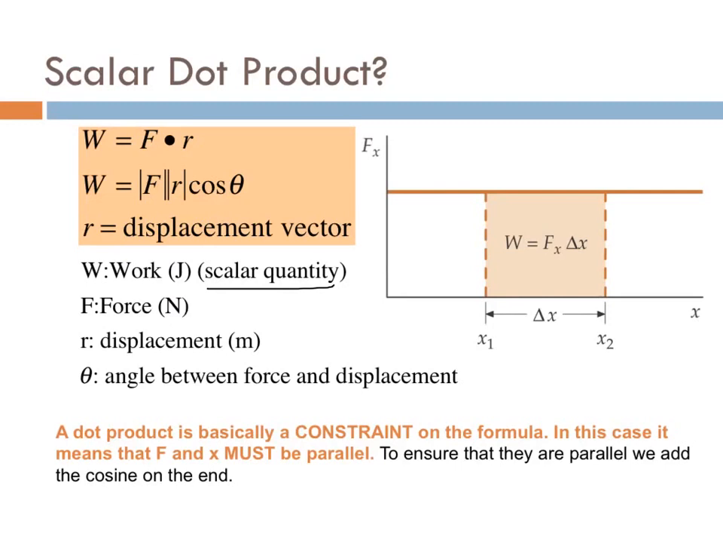Again, work is in units of joules, force is in units of newtons, displacement is still in meters, and theta, very important, is the angle between the force and the displacement. I can't stress that enough. It is the angle between the force and the displacement, not any old angle that's given to you. So you need to make sure that it is the angle between the force and the displacement. Basically, you want your force and your displacement to be parallel. And in order for that to be parallel, that's where the cosine comes in.